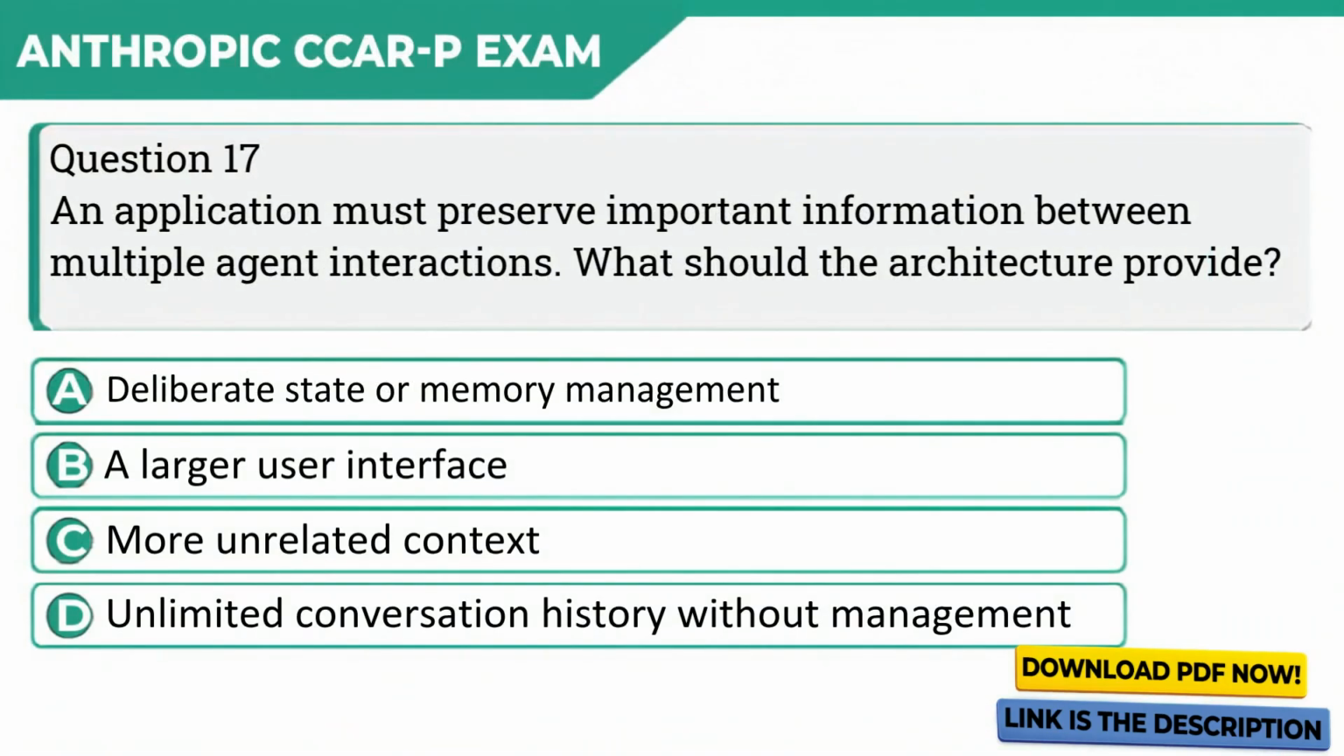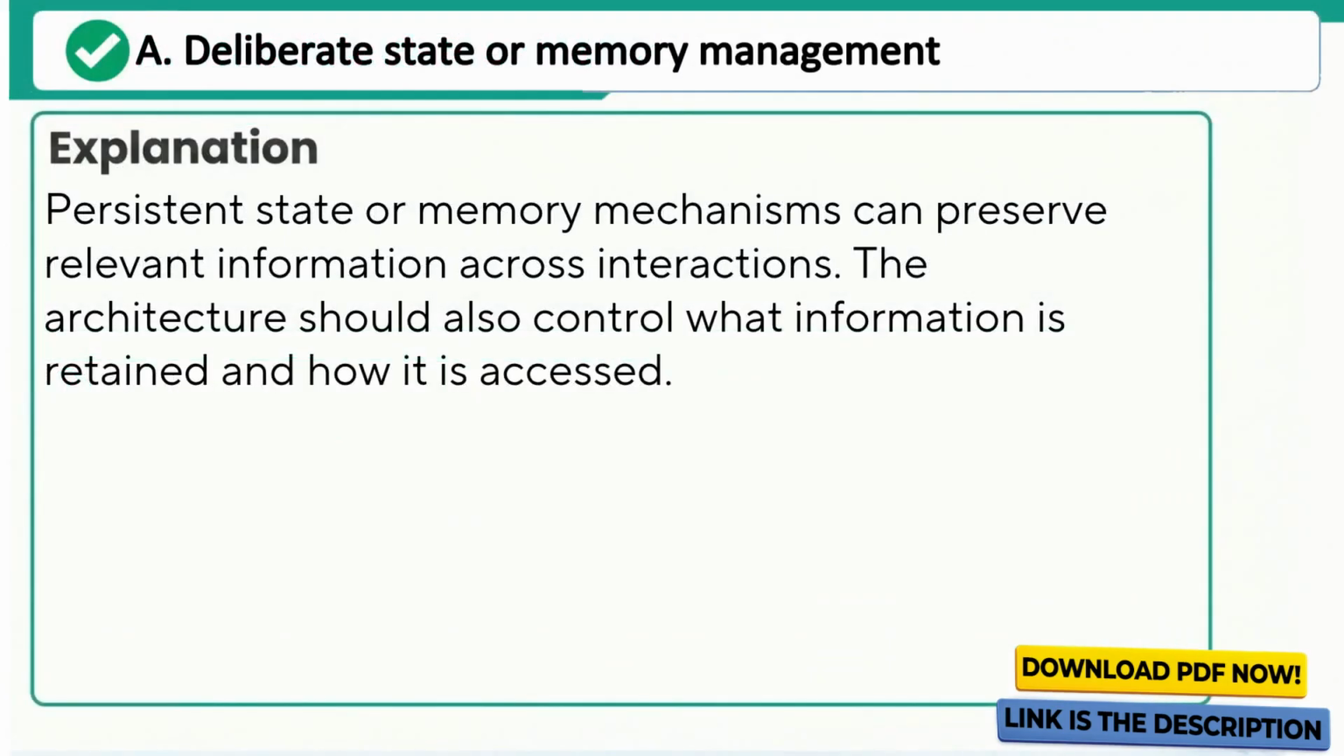Question 17. An application must preserve important information between multiple agent interactions. What should the architecture provide? A. Deliberate state or memory management. B. A larger user interface. C. More unrelated context. D. Unlimited conversation history without management. Correct answer: A. Deliberate state or memory management.